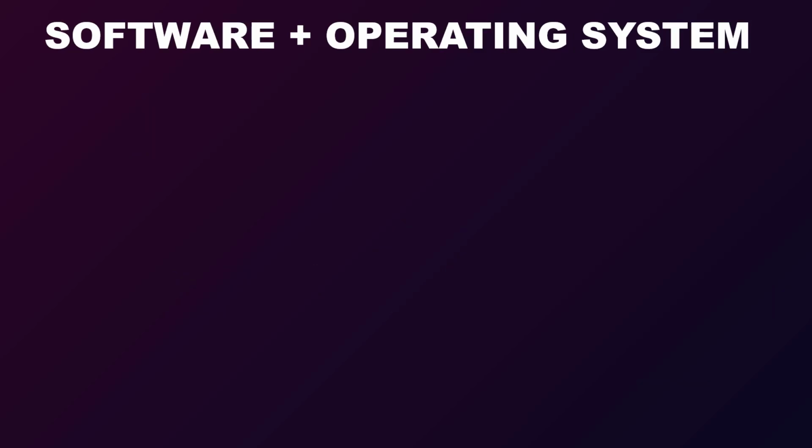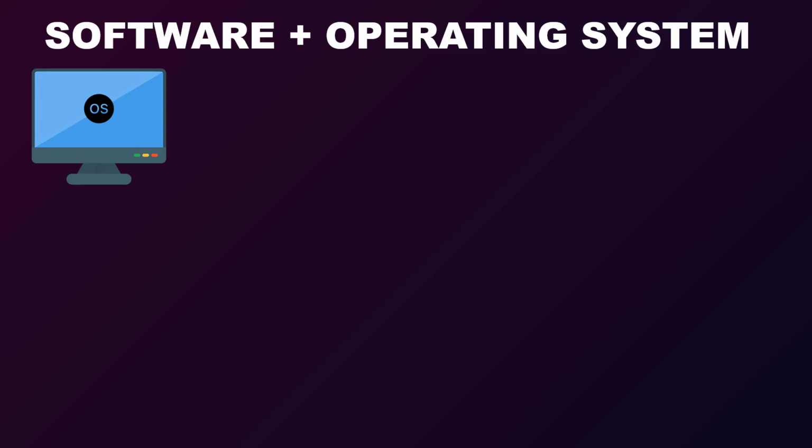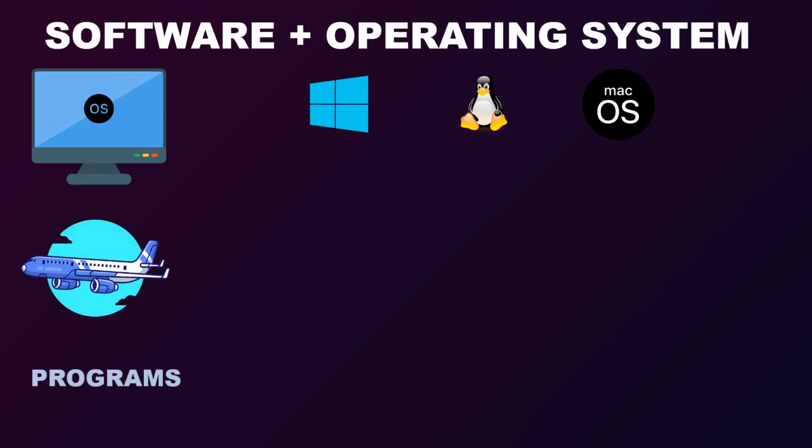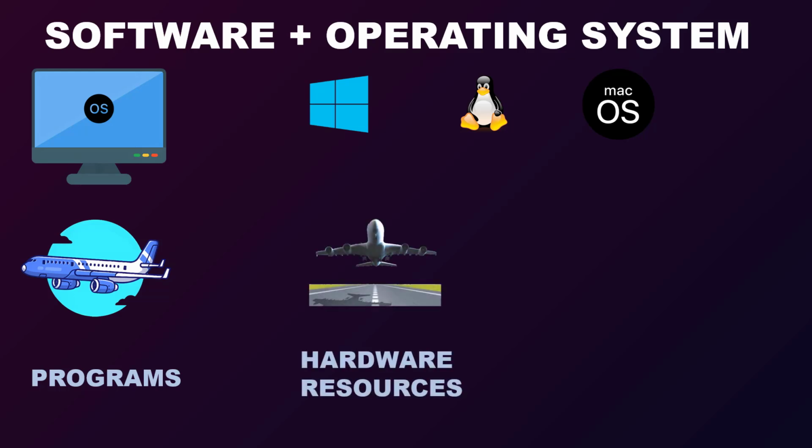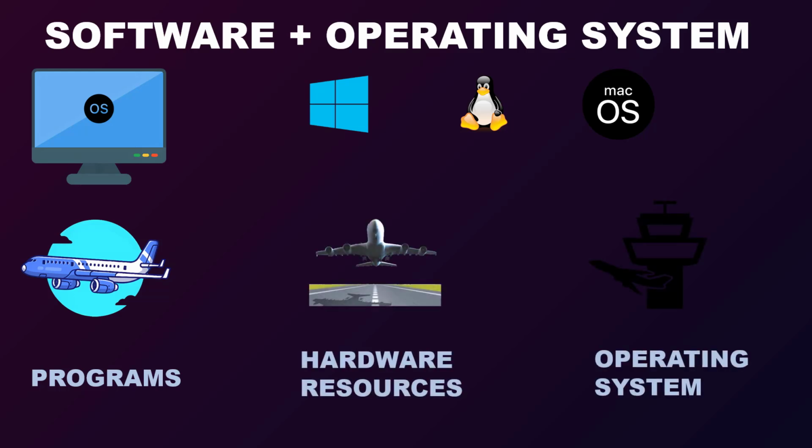Software and operating systems. All this hardware would be useless without software, the set of instructions that tell the hardware how to work. At the center is your operating system, the OS, like Windows, Linux or macOS. The OS is the ultimate coordinator. It manages files, runs applications, and handles every input and output request. You can think of it as an airport control tower. Planes are your programs, runways are your hardware resources, and the OS is the air traffic controller, making sure everything runs smoothly and safely.